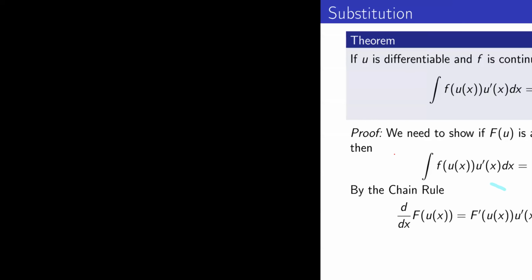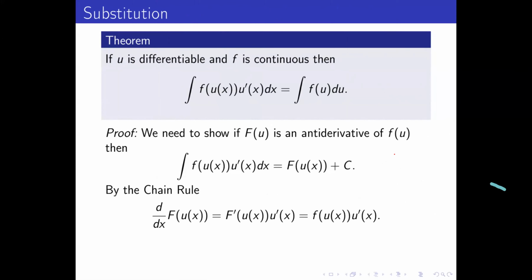We differentiate this. Then we just use the chain rule, right? The chain rule says that the derivative of this is capital F prime at u(x) times u prime at x. But since capital F prime is small f, this is nothing but f(u(x)) times u'(x), and that's all there is. So this is pretty easy to prove, but this is very useful in practice.